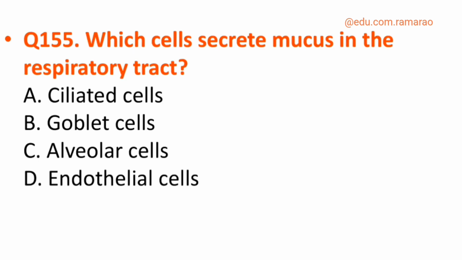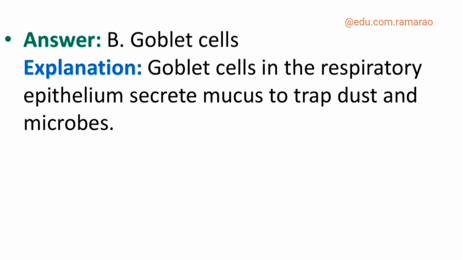Next question. Which cells secrete mucus in the respiratory tract? Option A, ciliated cells, option B, goblet cells, option C, alveolar cells, option D, endothelial cells. The correct answer is option B, goblet cells. Goblet cells in the respiratory epithelium secrete mucus to trap dust and microbes.